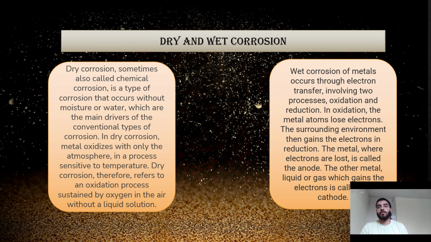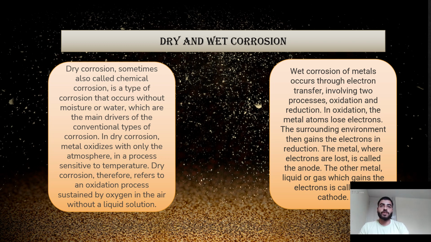So the next topic is dry corrosion and wet corrosion. What is dry corrosion and what is wet corrosion? Dry corrosion, sometimes also called chemical corrosion, is a type of corrosion that occurs without moisture or water, which are the main drivers of the conventional type of corrosion. In dry corrosion, metal reacts with only the atmosphere in a process sensitive to temperature. Dry corrosion therefore refers to an oxidation process sustained by oxygen in the air without a liquid solution.